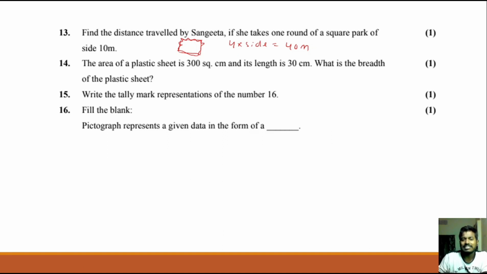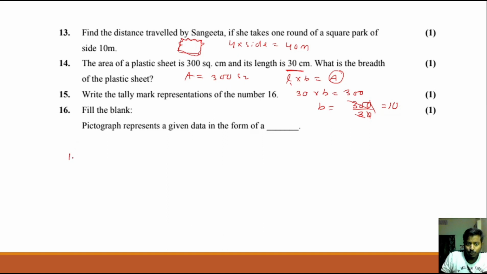The area of the plastic sheet is given as 300 square meters, and the length is 30. We know that the area of a rectangle is length into breadth. In place of area we put 300, in place of length we put 30, so 30 into breadth is equal to 300. So breadth is equal to 300 divided by 30. Zeros cancel, 3 goes into... so the answer is 10. Okay, next question.